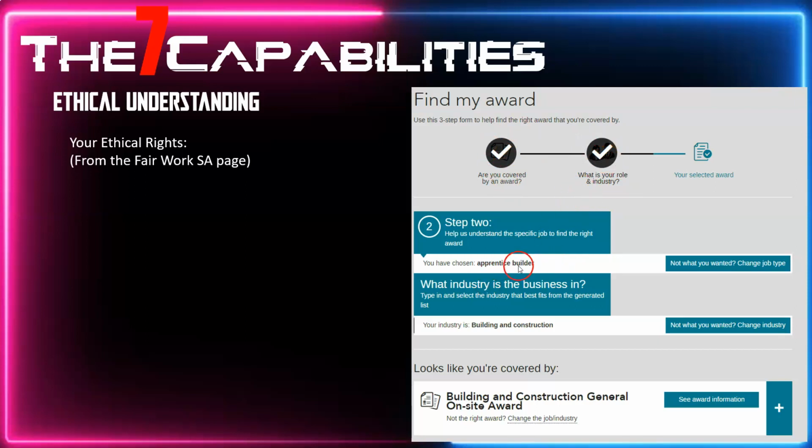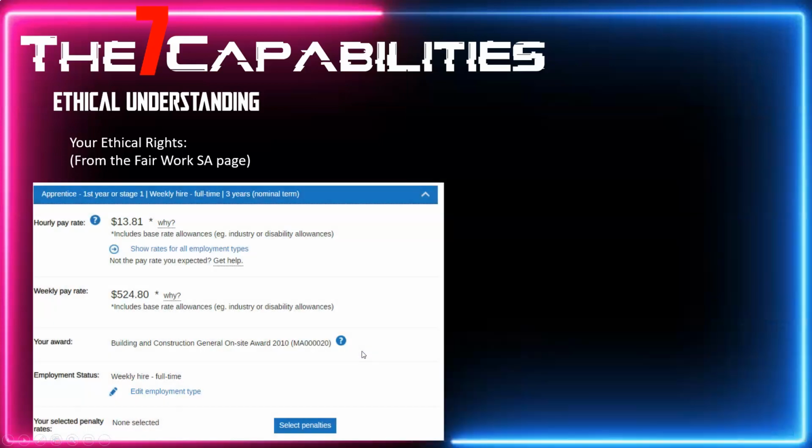I've already clicked builder. In this case, I've said I'm an apprentice builder because this is more applicable to anyone in the class that's thinking about this pathway. It says what industry, building and construction is the path I'm going to go for. And you follow it down and it says see the award information. So this is some of the things that I found.